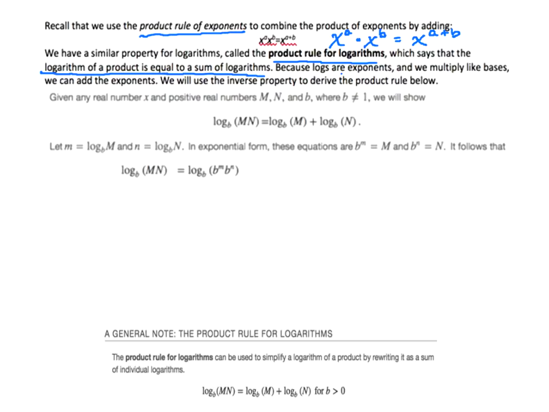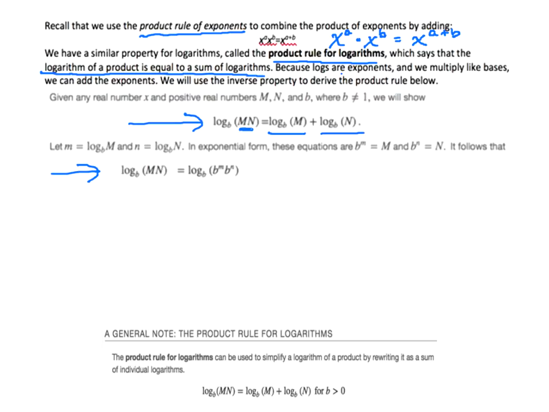We're going to use the inverse property to derive this particular product rule right here, which says when I'm taking log base b of some product, m times n, that's the same exact thing as if I take the log of the first factor and add it to the log of the second factor. So I'm going to use this space down here to show you how that happens.